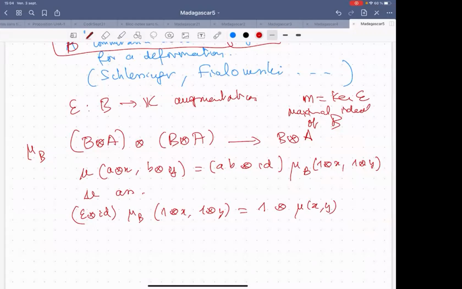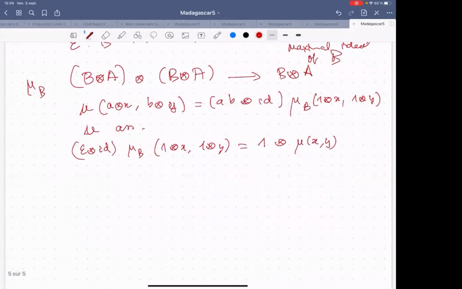Then this is global, these are called global deformations. There are many papers, mainly by Fialowski and other people. This is a sort of generalization, but the main results are exactly similar to the results provided by the Gerstenhaber approach.